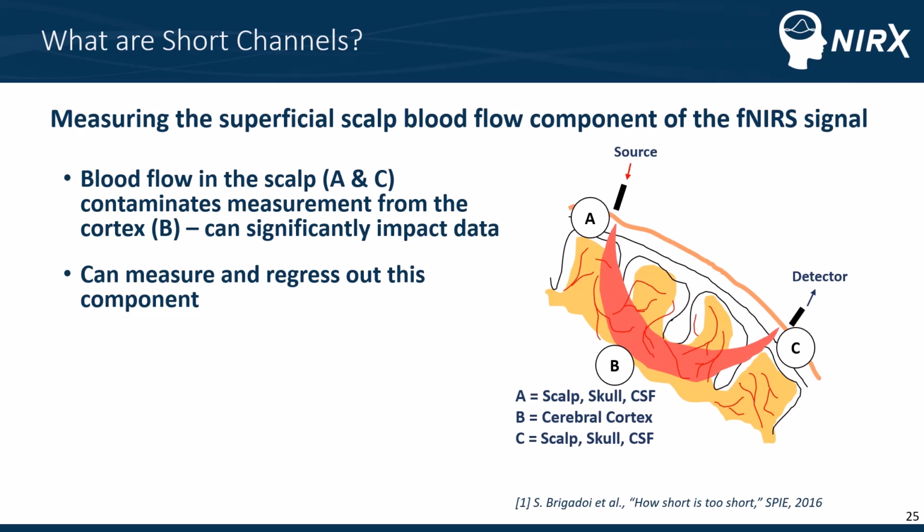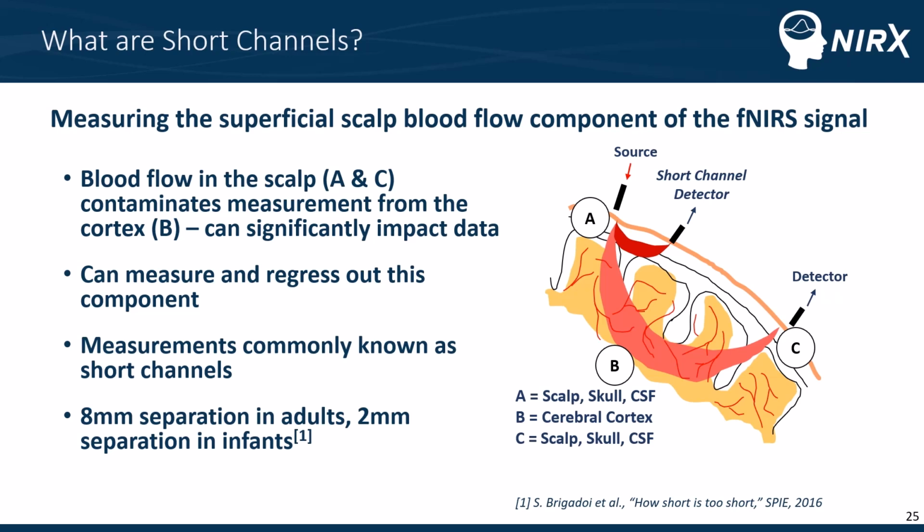So the idea with short channels is to measure and regress out this component, and it's done by placing a detector very close to the source. In fact, it tends to be an 8 millimeter separation. That's the ideal separation in adults. The separation in infants is 2 millimeters, which is near impossible to do because you'd have to place your source and detector very close together. But short channel measurements are commonly done in adults, and again, you're getting that real-time measurement of the systemic blood flow.